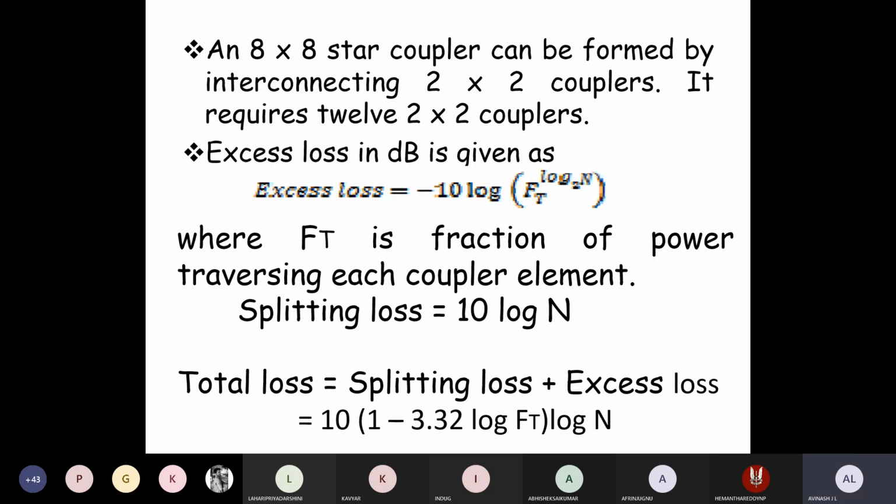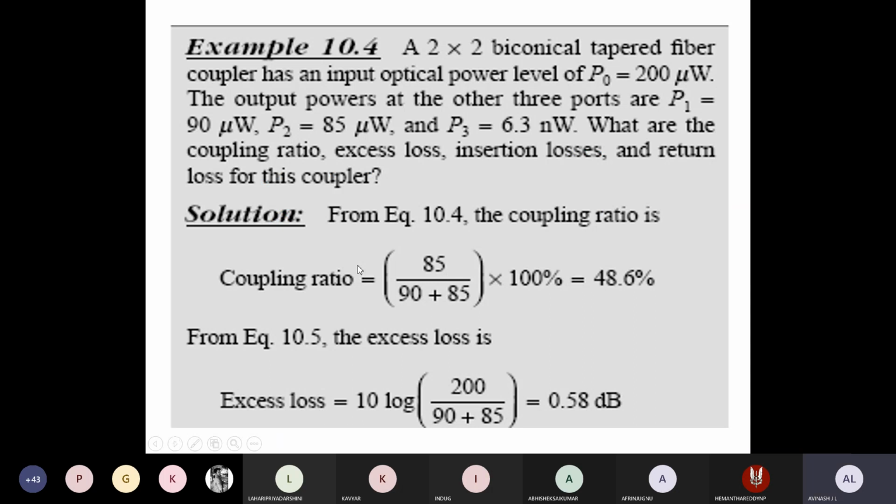Please write this diagram and these equations, all of you. After writing this, we can go to the next slide. One example we have taken here, you can just go through it.